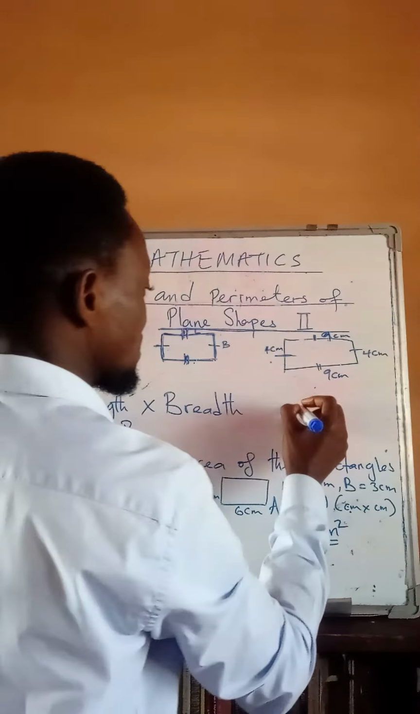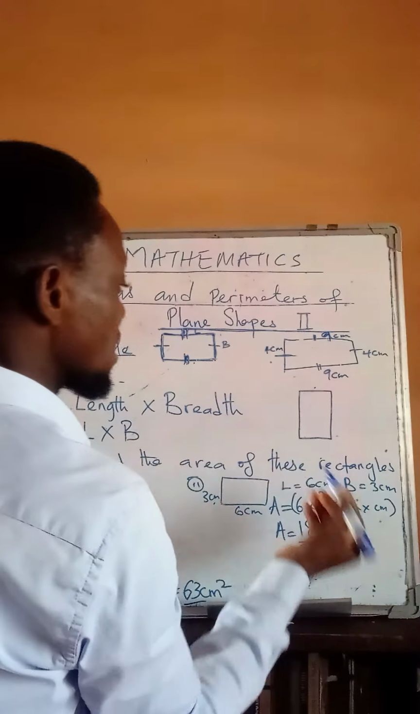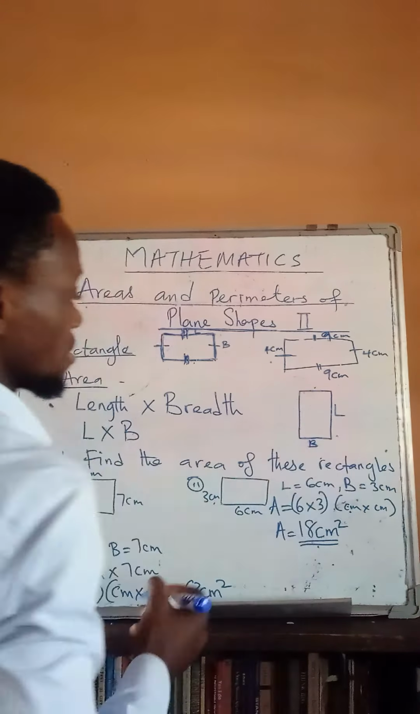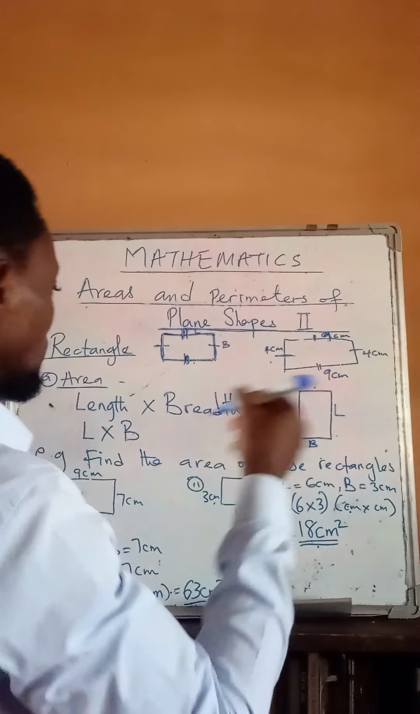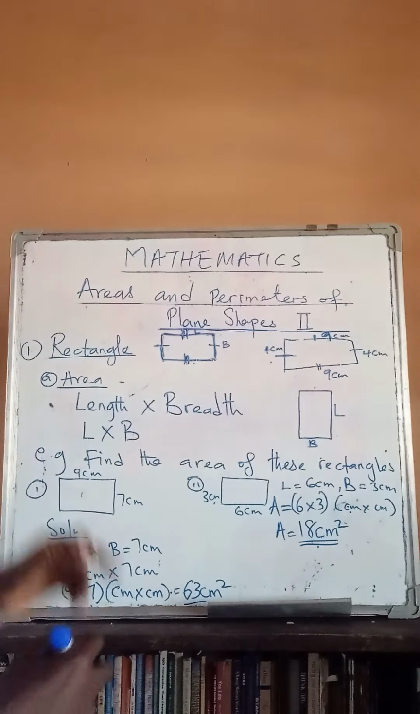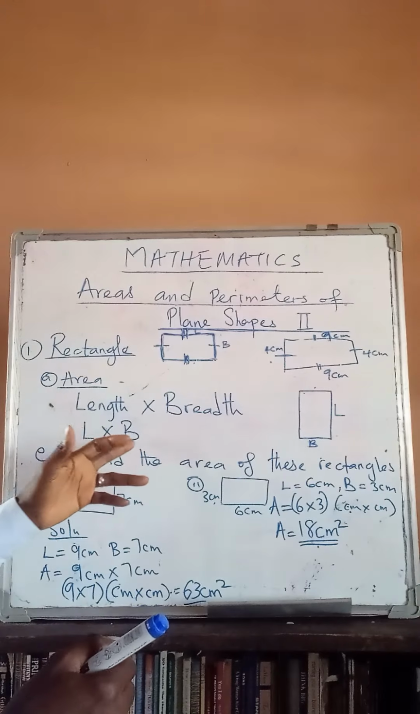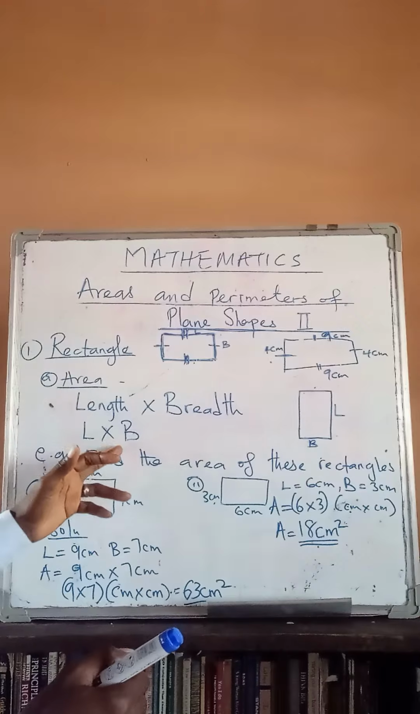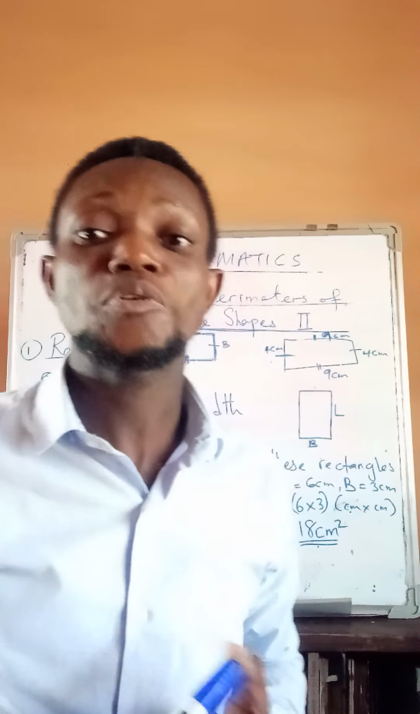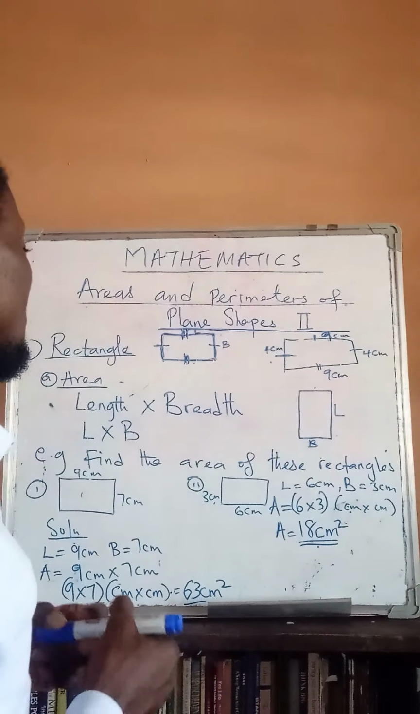Sometimes I may draw my rectangle like this, inverted. Now, the longer side is this, which is the length. The shorter side is this, which is the breadth. What's the formula for finding the area of a rectangle? It is given as length times breadth. In short, L times B, meaning L for length and B for breadth. In some textbooks, they will tell you width, which is also the same thing as breadth. So if you are not given B, you may be given W, which is width.